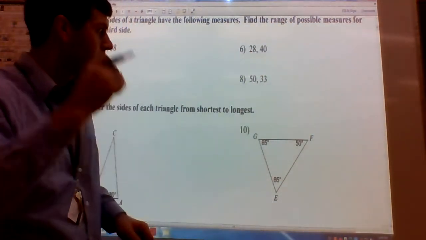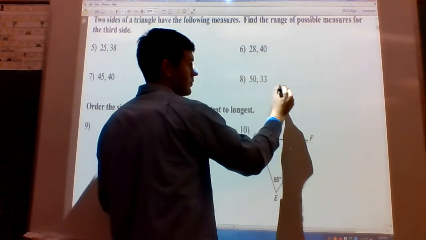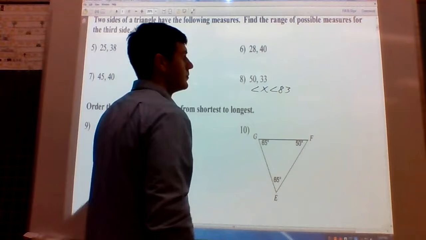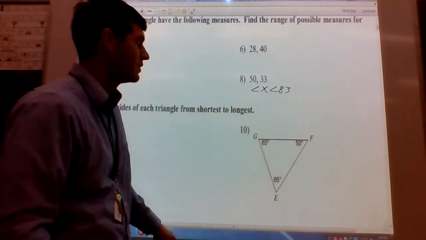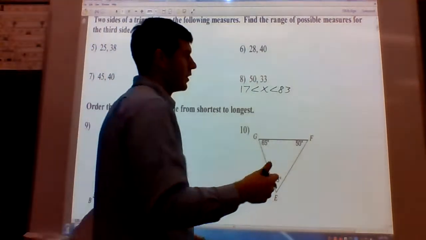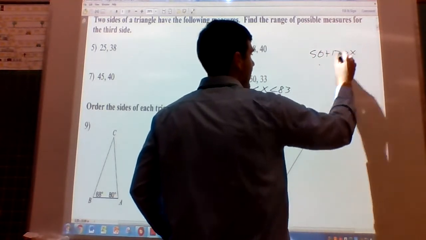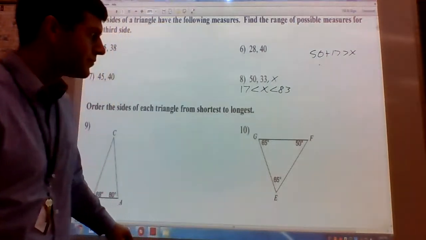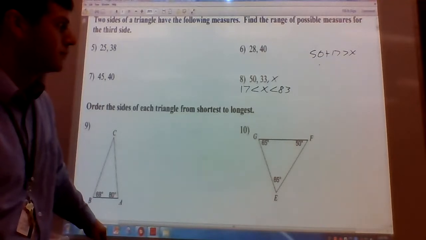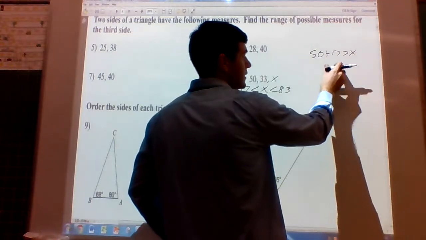Number 8. Again, we can add them together. So 50 and 33 is going to be 83. So we know we have to be less than 83, and then we know 50 minus 33 is 17, so we know it has to be greater than 17. Okay, but let's do it out so we know what we're talking about. 50 plus 17 is greater than x. So again, our third side is x. You make it whatever you want. You don't even have to put it in, but it's probably better if you do.